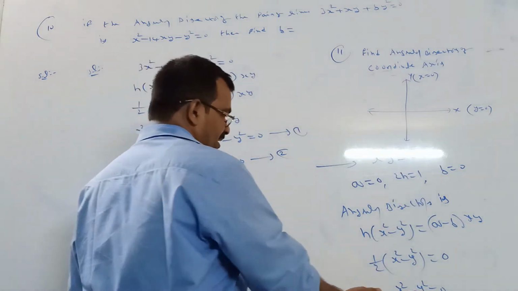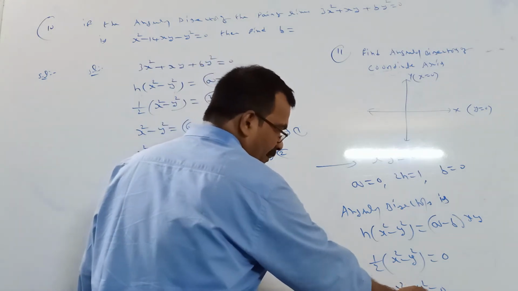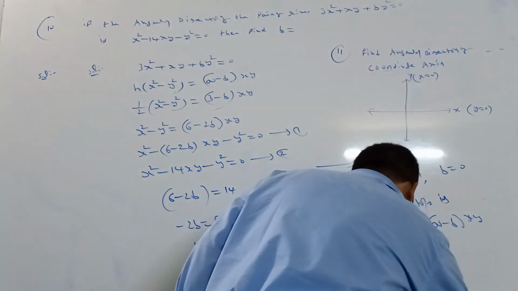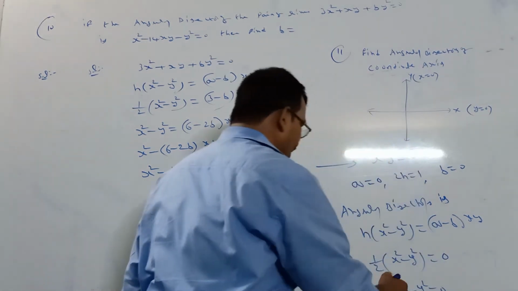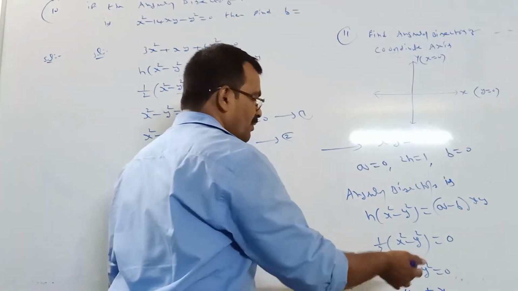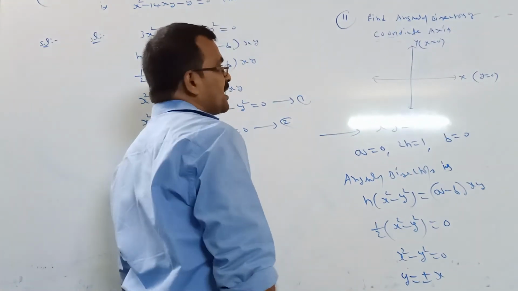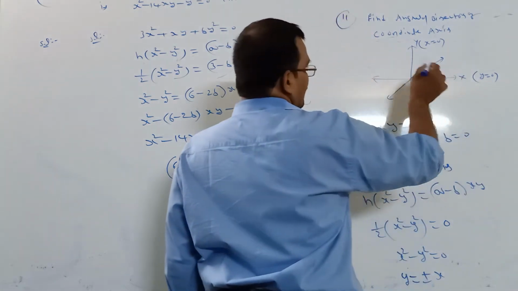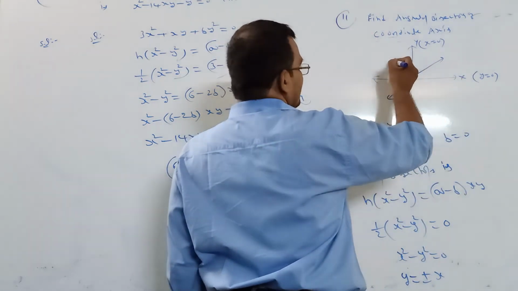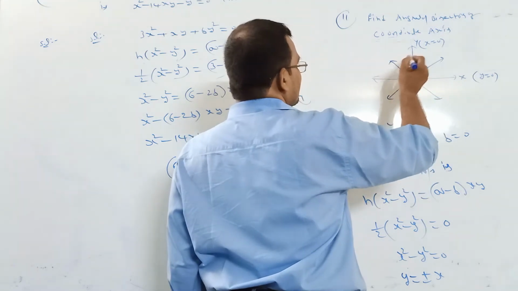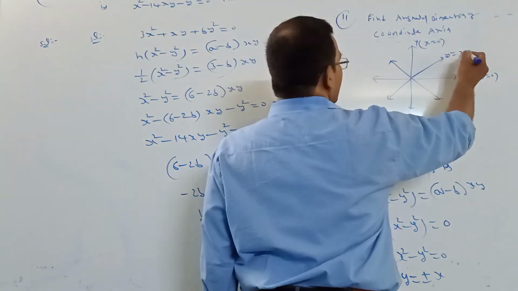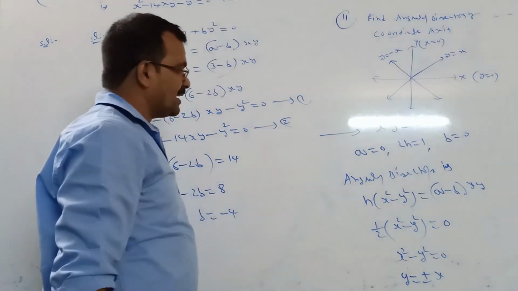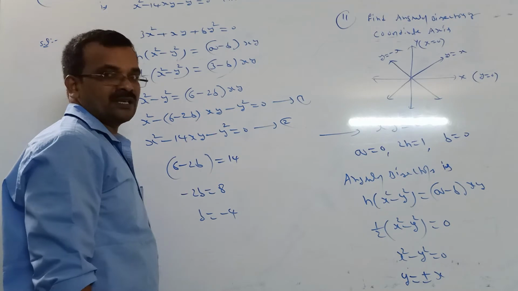So the combined equation of the angular bisectors is this one. Obviously this is nothing but y equal to plus or minus x. x square equals y square, so y equals plus or minus x. So y equal to plus x is the line which bisects the first quadrant, and y equal to minus x is the line which bisects the second quadrant. These both are the angular bisectors of the coordinate axes.